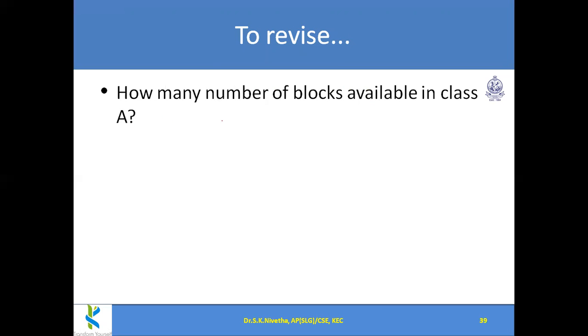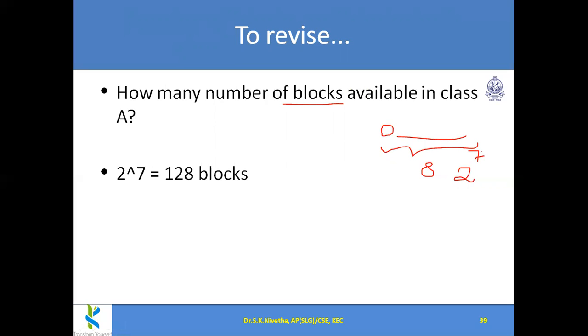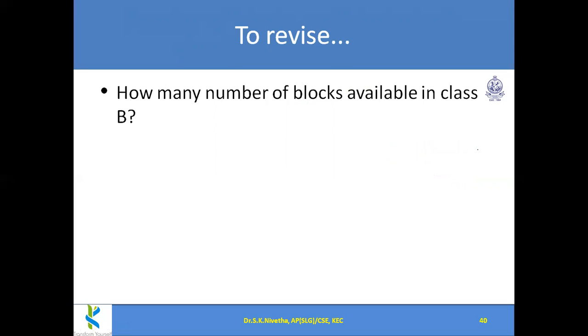How many blocks are available in class A? Blocks here also represent the number of networks. Class A starts with 0, and the remaining bits we can choose. In the first 8 bits, only 1 bit is reserved. The remaining 7 bits we can change into different combinations, so those many blocks we can have. 2 power 7 blocks are available, that is 128 blocks.